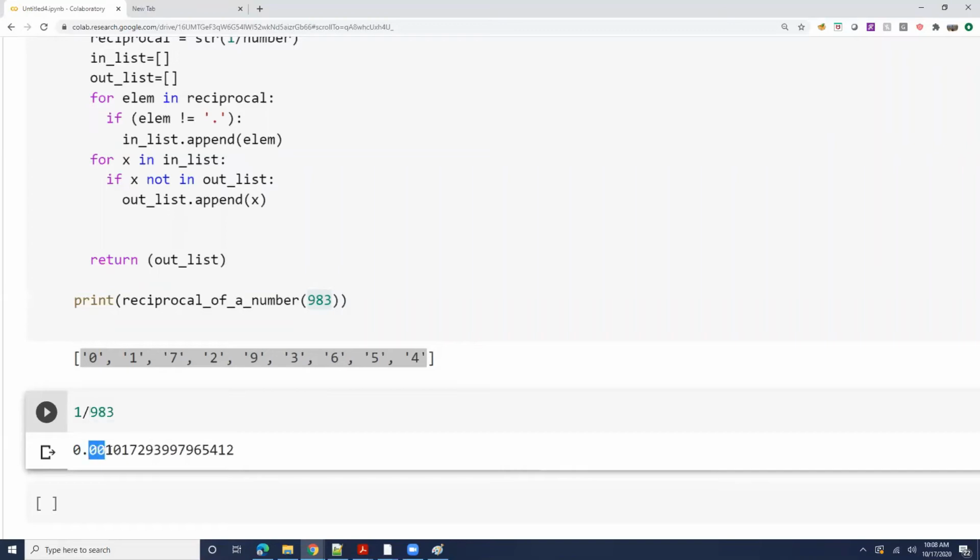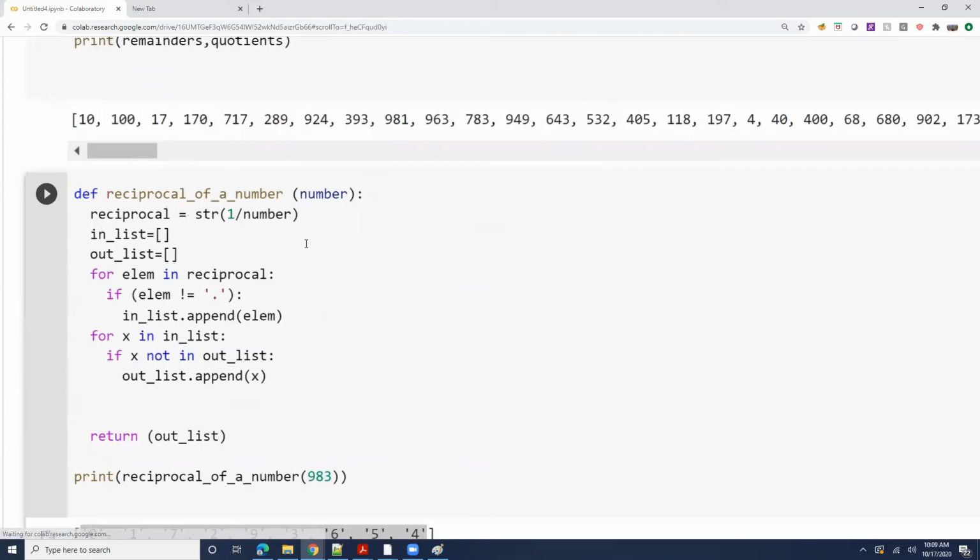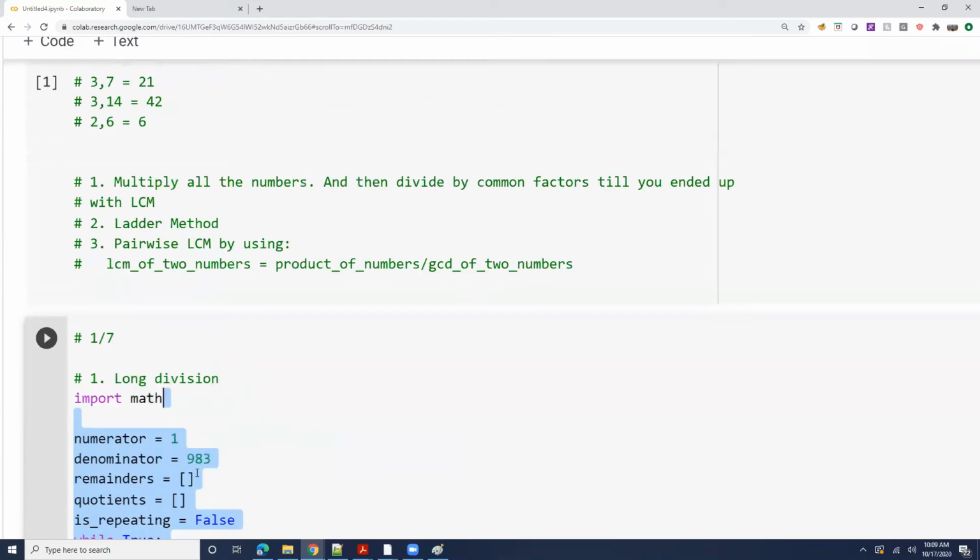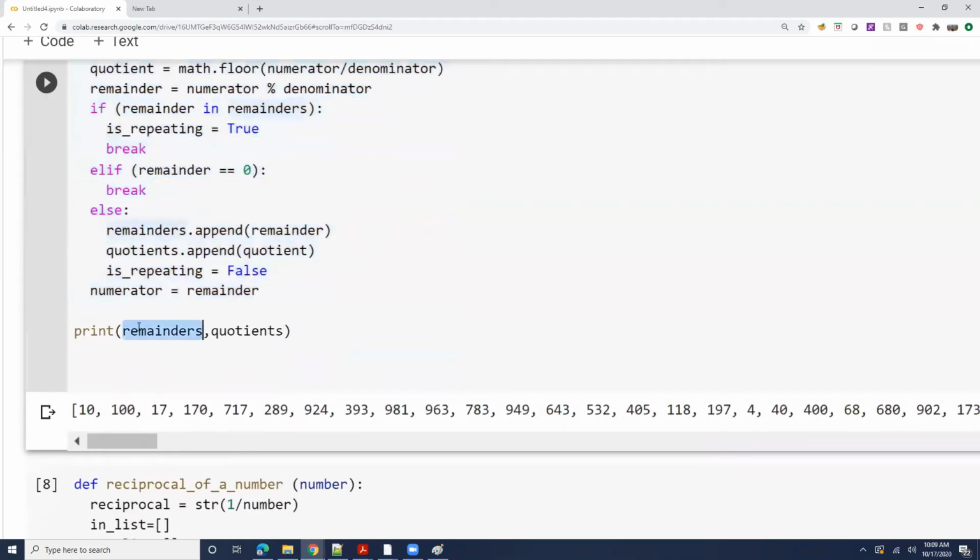If the idea was to remove duplicates, in the reciprocal of 1 divided by 983, is there really only 1 zero, 1 one, 1 two, 1 three, 1 four, 1 five, 1 six, 1 seven, 1 nine? Or is this the reciprocal without repetition? When you say show the non-repeating terms at least once, it means whatever is the repeating period and then one time of that. You should show that much. So let's see what's the length of this. I think the length of this is over a few hundred.